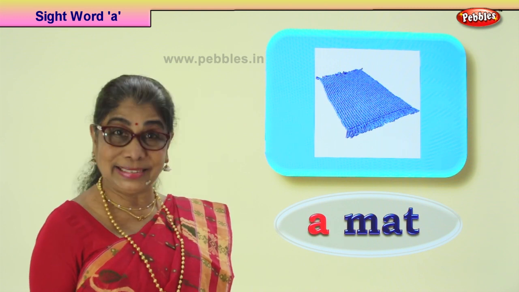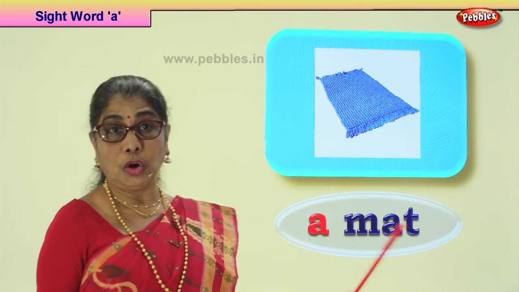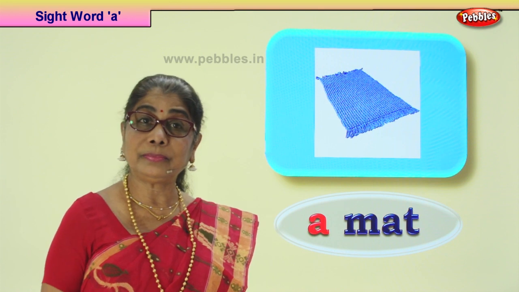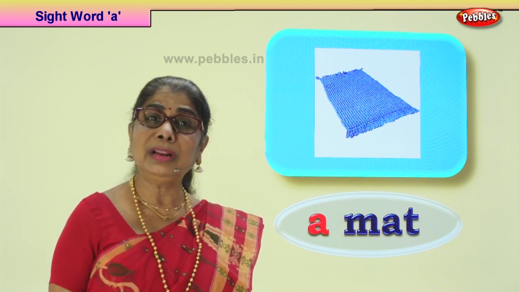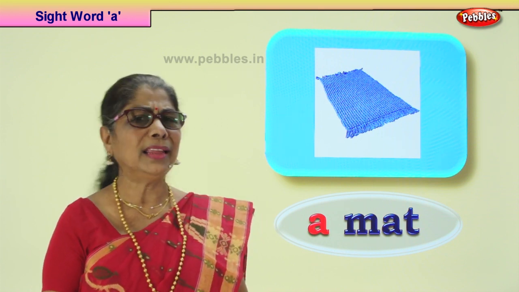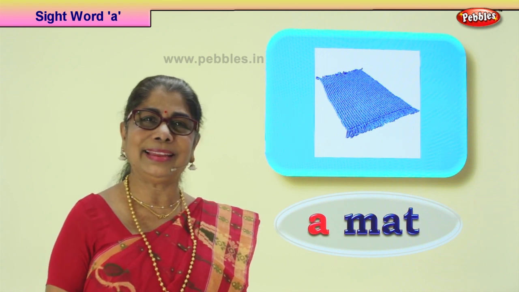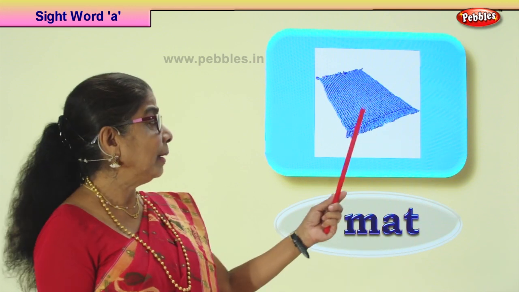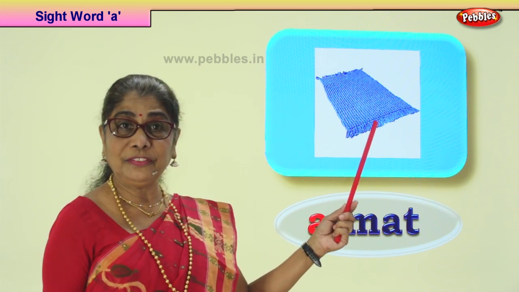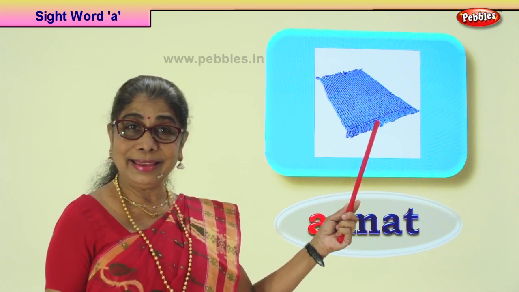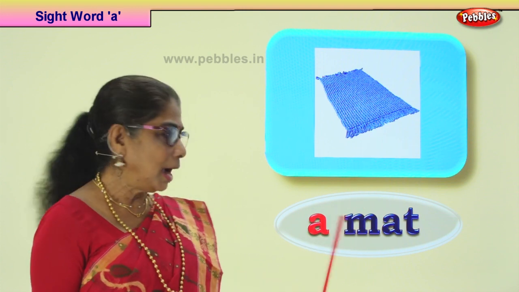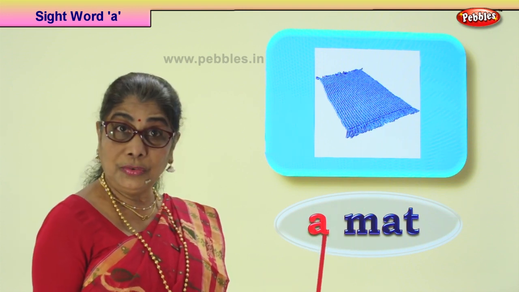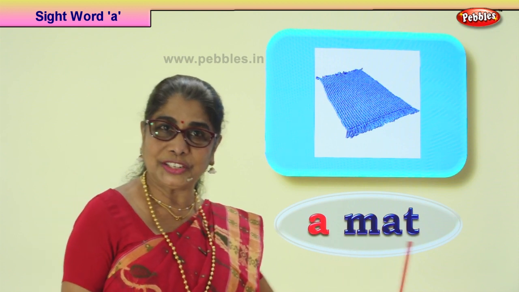Yes, it's a mat. Now, a mat can be made of thread. It can be made of wool. It can be made of coir. It can be plastic, anything. You get all kinds. Mat with any material. But this, I think, is made of thread. Okay? Mat. Good. A sight word: read on a mat.